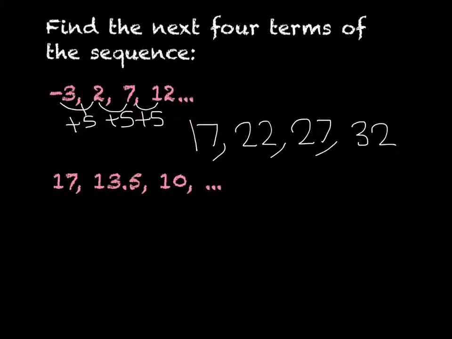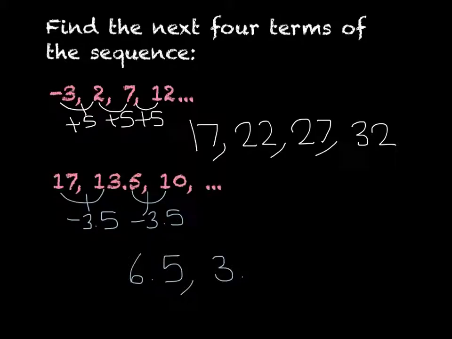For our second sequence, we see that in order to get to the next term, we are subtracting 3.5 from the previous term. So if we keep up this pattern, then we end up with 6.5, 3.0, negative 0.5, and negative 4.